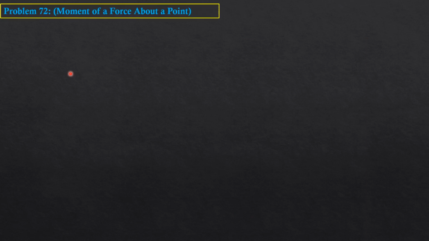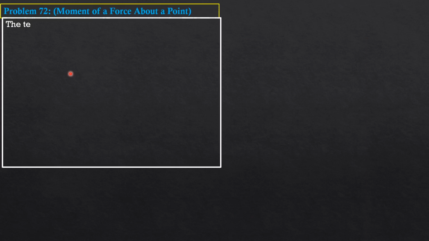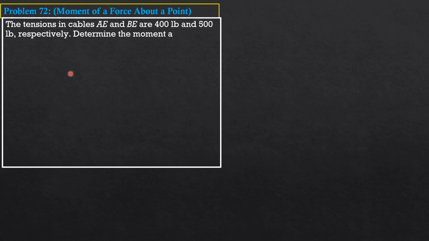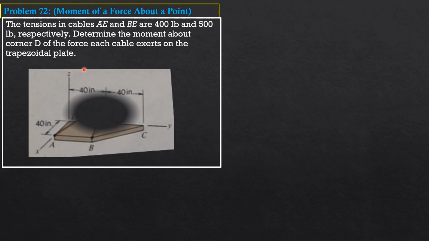So problem or example 72. The tensions in cables AE and BE are 400 pounds and 500 pounds respectively. Determine the moment about corner D of the force each cable exerts on the trapezoidal plate. So again, I'll solve this in two ways, scalar approach and the vector approach.